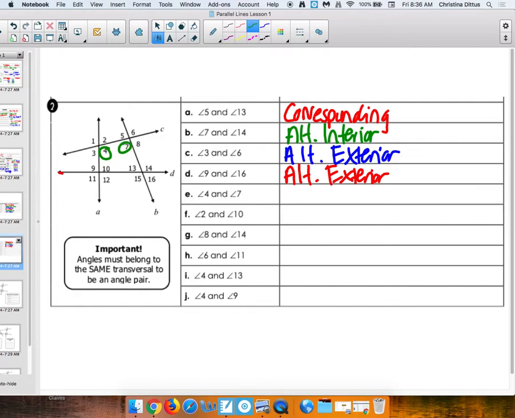Four and 7 are related by this line. They have A and B crashing through. What do you think? Consecutive, or same side interior. Good.